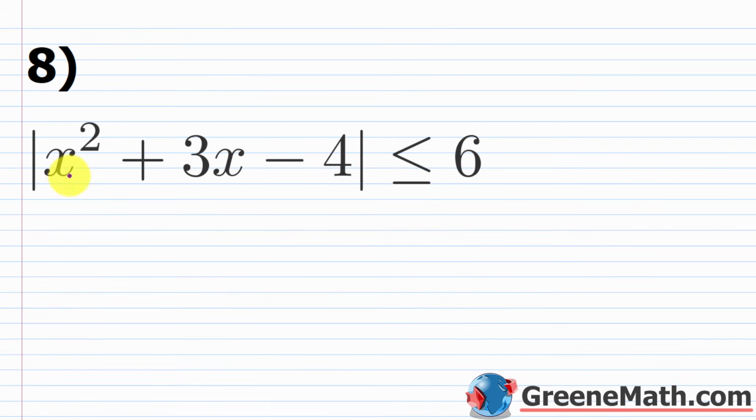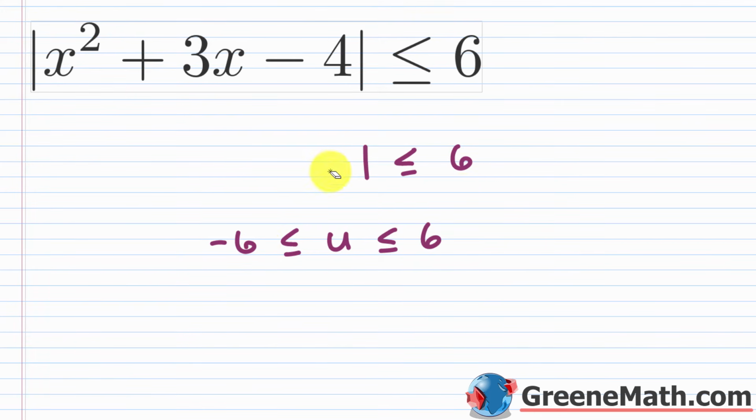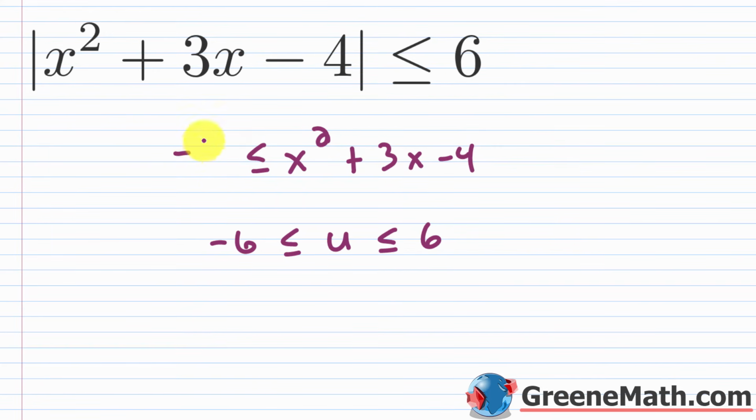All right, let's take a look at problem number 8 now. So here we have the absolute value of x squared plus 3x minus 4, and this is less than or equal to 6. So again, we didn't do an example of this in the lesson, but we can just use our rule. We say the absolute value of u is less than or equal to 6, where u is x squared plus 3x minus 4. Well, then u is going to be greater than or equal to negative 6 and less than or equal to 6. So just set this up and say that we have x squared plus 3x minus 4 in the middle. We'll say this is greater than or equal to negative 6, and less than or equal to 6.